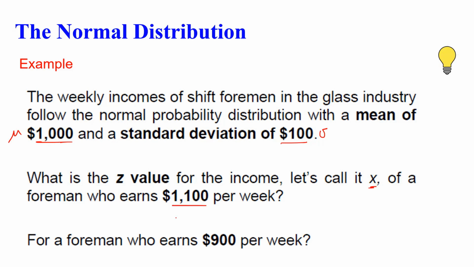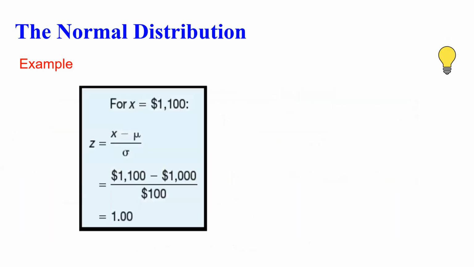The next question is for a foreman who earns $900 per week. So there are two questions: this is question 1 and this is question 2. Based on example 1, we have the X value, which is $1,100. All you need to do is substitute $1,100 for X, and the mean value you already know is $1,000, and the standard deviation is $100. So now we get the Z value, which is 1.